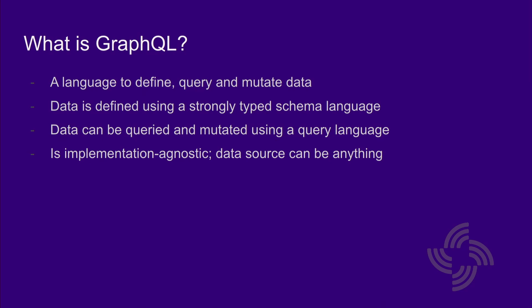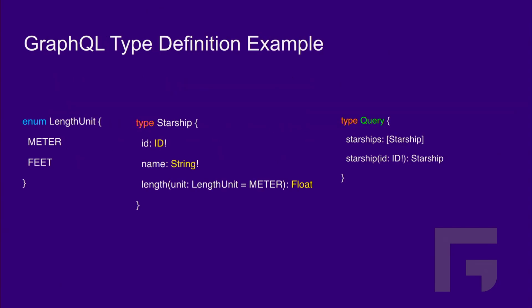GraphQL is a language to define, query, and mutate data. At its core, it's just a way for you to communicate with a server. It's just a language. The actual implementation could be anything. You can use Postgres, you could use Redis, you can bind it to any data source. You just need GraphQL resolvers to be able to return the data as you need. The other half of that is the GraphQL query language. Once you define your type definitions, you can then query it in a nested way using the query language. So let's have a look at that now.